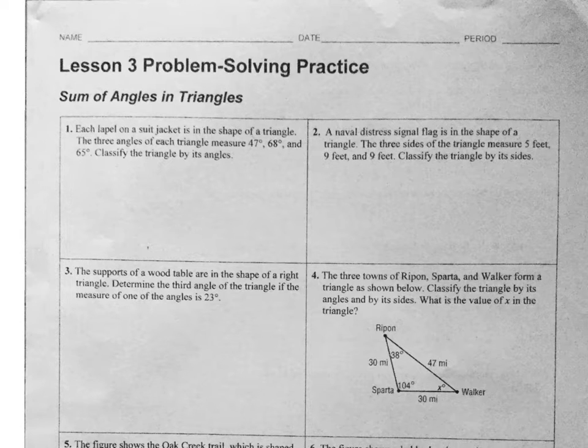Each lapel on a suit jacket is in the shape of a triangle. A lapel is simply a collar on a jacket. The three angles of each triangle measure 47, 68, and 65. Classify the triangle by its angles. So if we have a 47, 68, and a 65, what does that tell you about all of the angles?